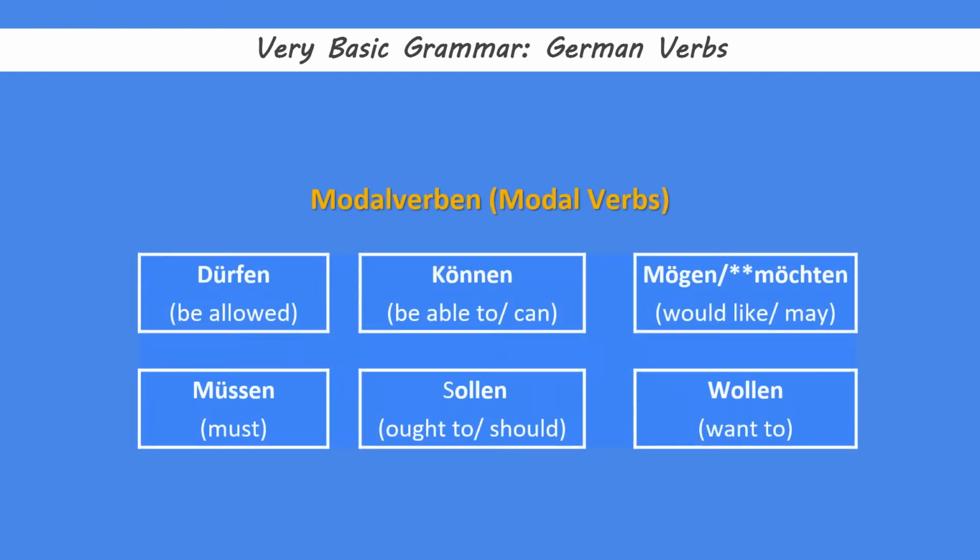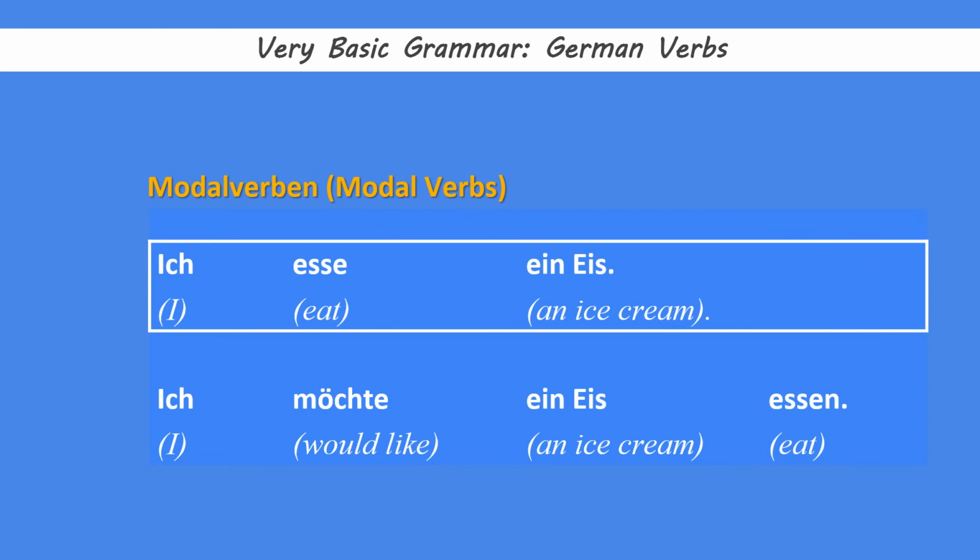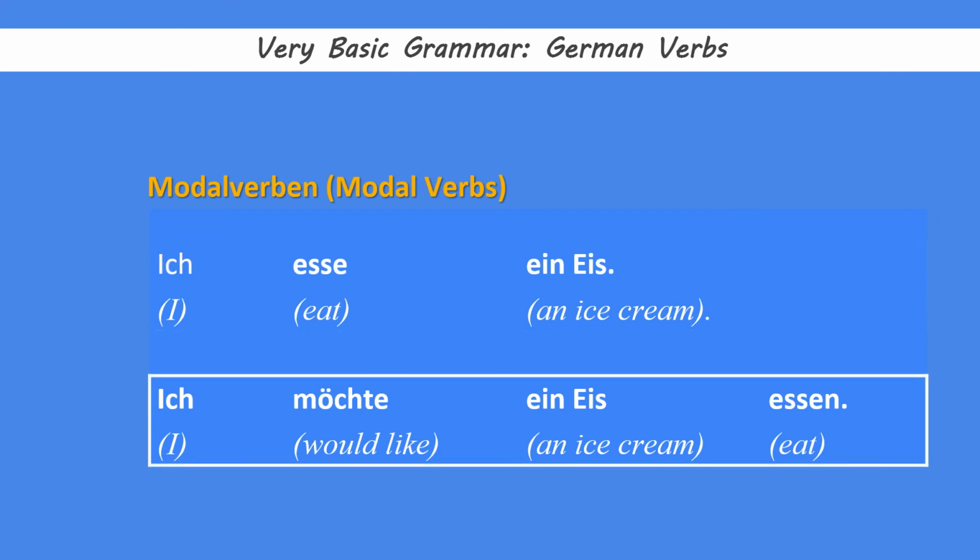Modal verbs express ability, necessity, obligation, permission, or possibility. The meaning of the sentence changes depending on which modal verb we use. Modal verbs modify the meaning of the verb. For example, Ich esse ein Eis. I eat ice cream. Ich möchte ein Eis essen. I would like to eat ice cream. The meaning is different.